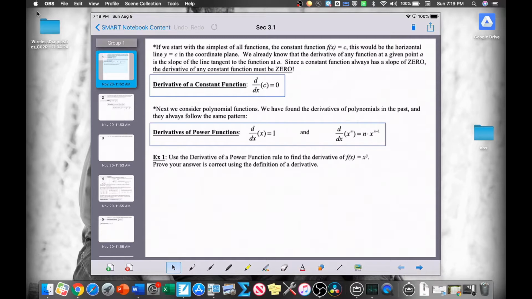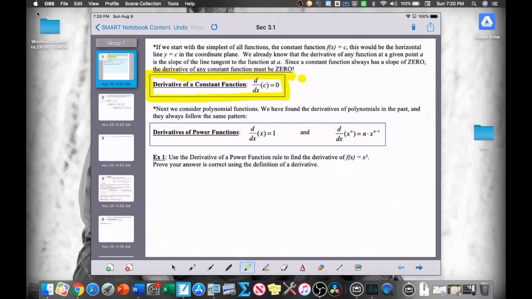If we start with the simplest of all functions, the constant function, f of x equals c, this would be the horizontal line y equals c in the coordinate plane. Everybody can envision right now, like y equals 6, a horizontal line. We already know that the derivative of any function at a given point a is the slope of the line tangent to the function at a. So if you have a horizontal line, a constant function, the slope is always 0. So the derivative of any constant function must be 0. So therefore we have our first rule here. The derivative of a constant function, d/dx of c, is equal to 0.